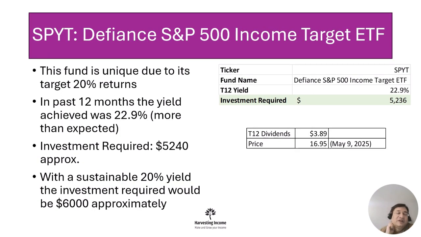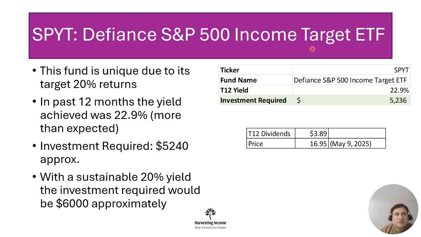Okay, the next fund is a little interesting. This is the SPYT from Defiance. Defiance S&P 500 Income Target ETF. So this comes under the target income oriented funds, because these are funds which give you a certain amount of income, and this is not guaranteed. Keep in mind that even though the fund says this is a target that they are trying to meet, you can read in the disclaimer notes. They say that they are not guaranteeing that, but they will try their best to achieve this 20% mark.